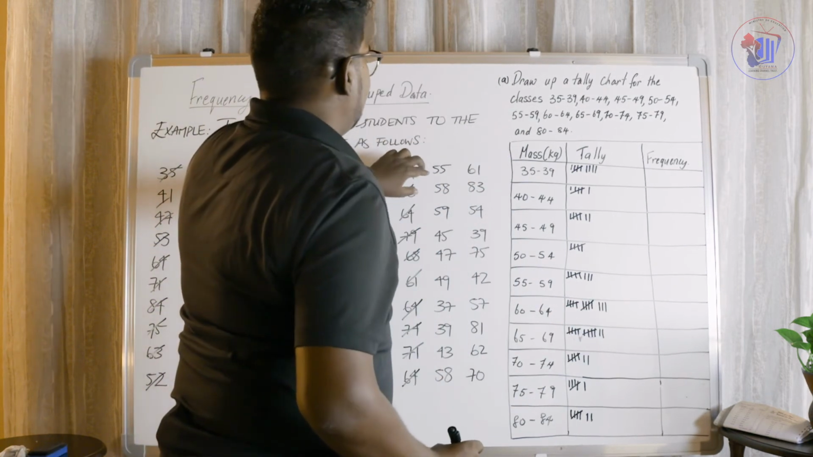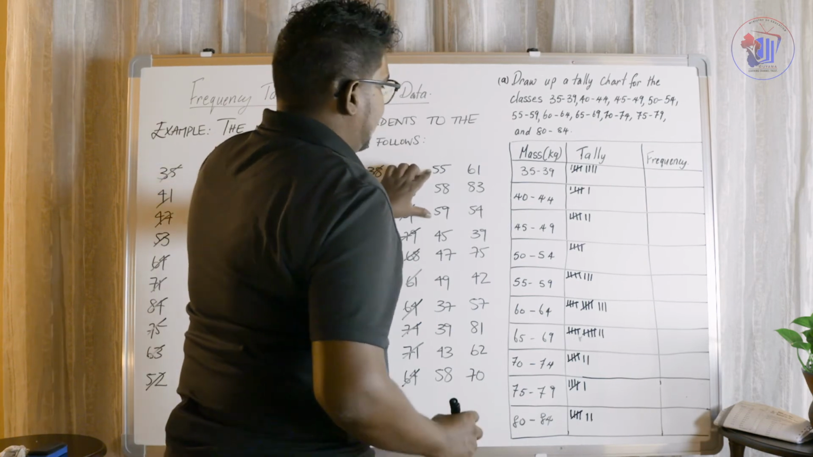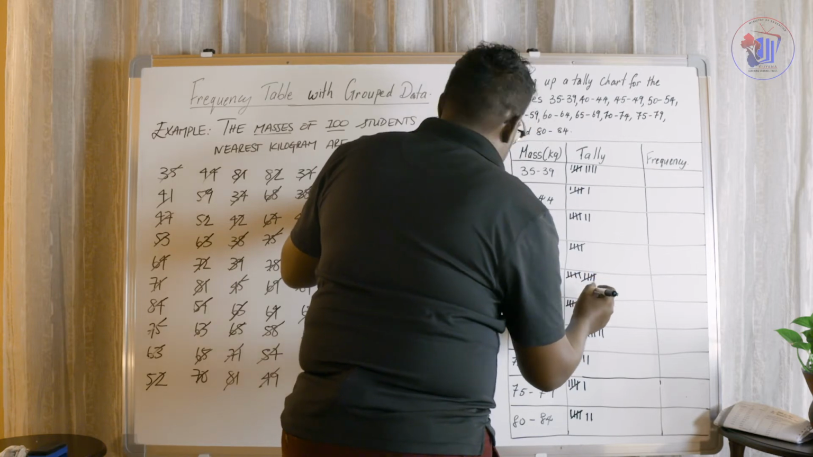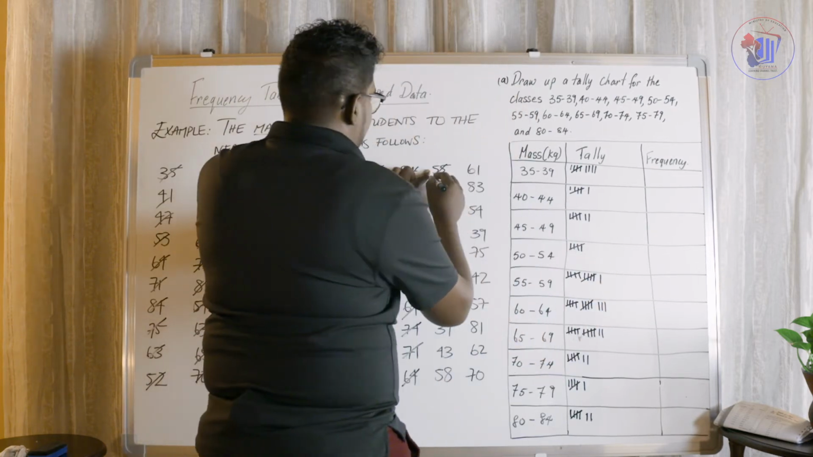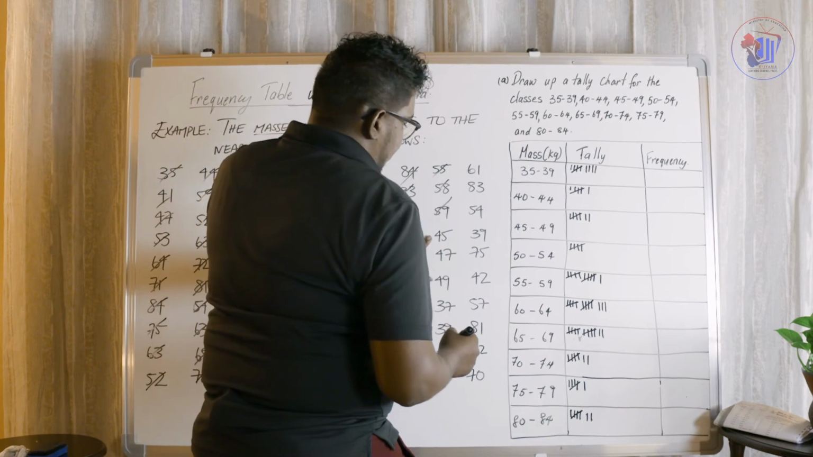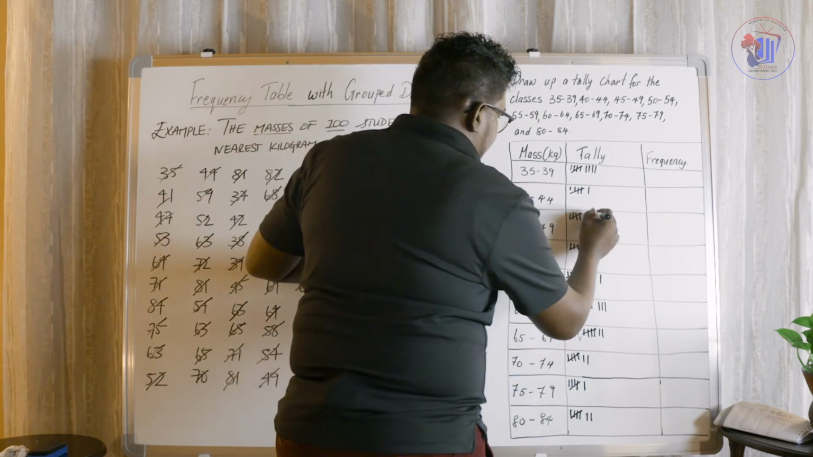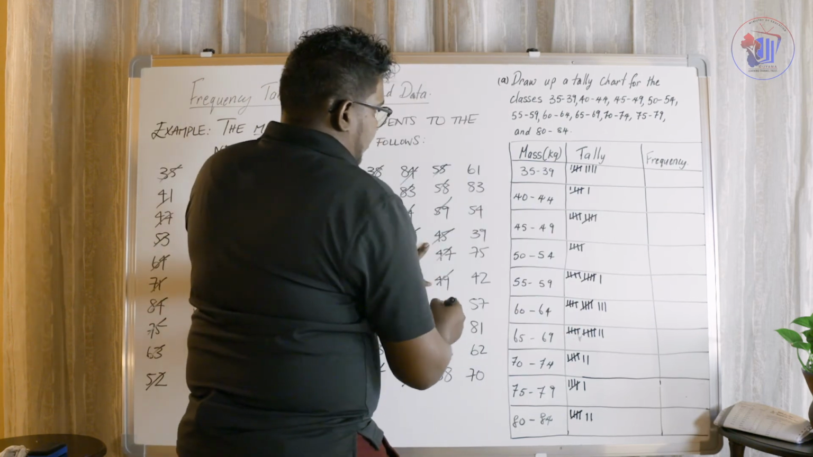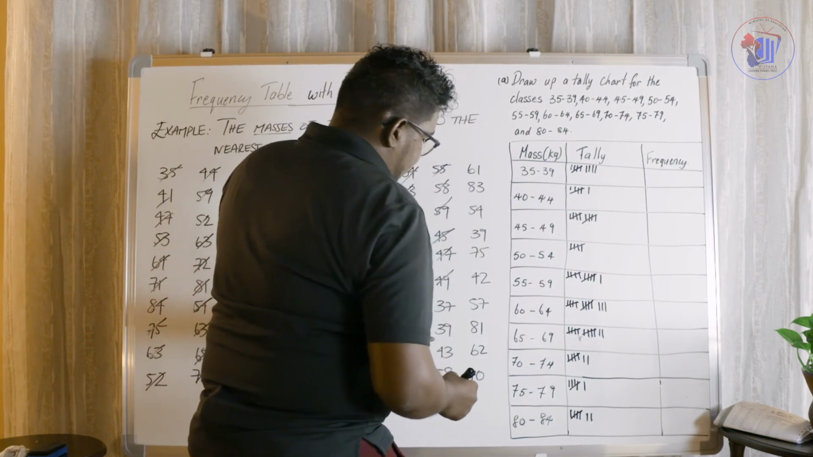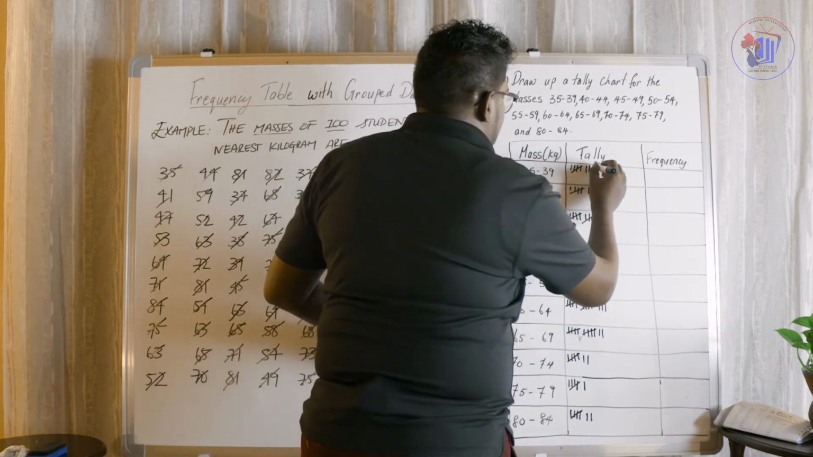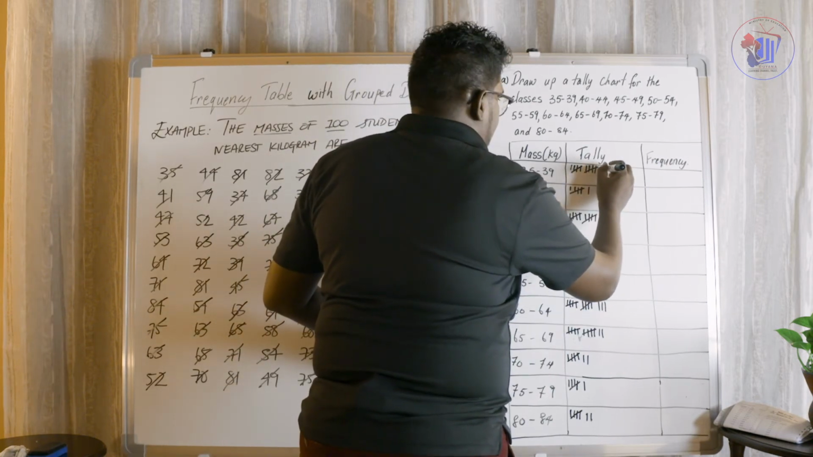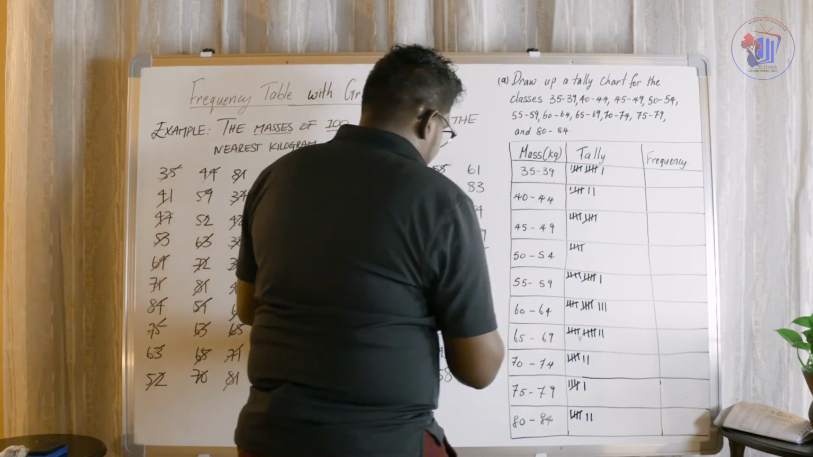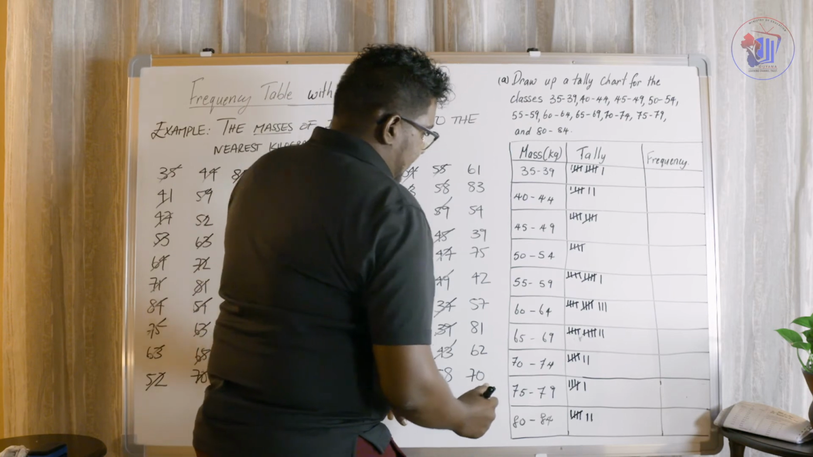Last two columns: 55, 58, 59, 45, 47, 49, 37, 39, 43, 58.